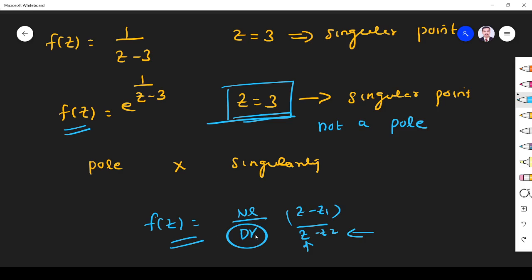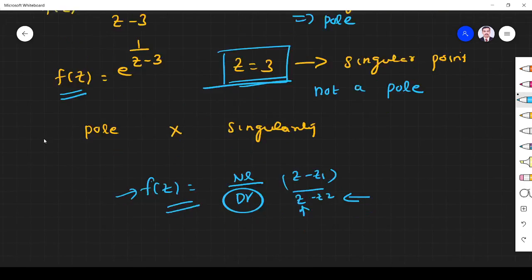We have to consider the denominator: at what value of the denominator variable the function blows away. Whereas at any location, at what value of the variable the function blows away is called a singular point. That is the main difference. But in example 1, z is equal to 3 is a singular point, and at the same time it is also a pole. That is why I have taken this example.